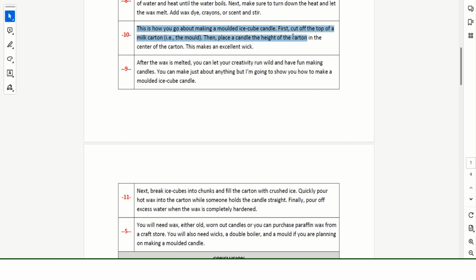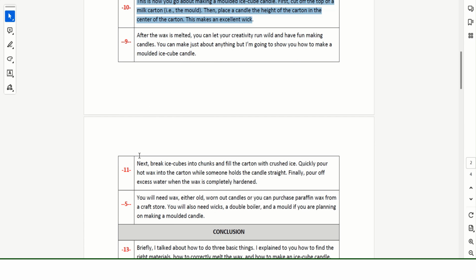First, cut off the top of a milk carton, which is the mold. Then place a candle, the height of the carton, in the center of the carton. This makes an excellent wick. So this is the first process. While this one, because of the word "finally" here, we can say that this is the final part of the paragraph. So this is number 10, and this is why this is number 11.